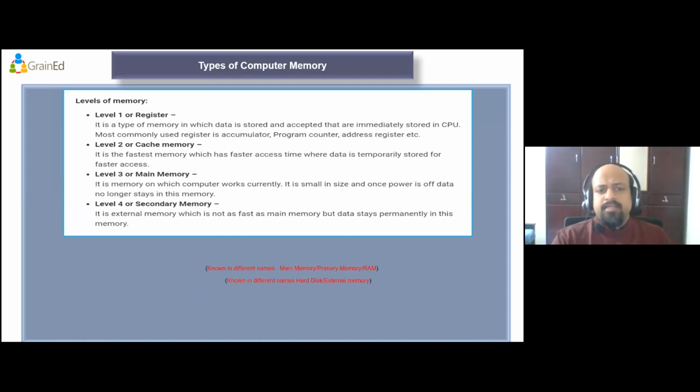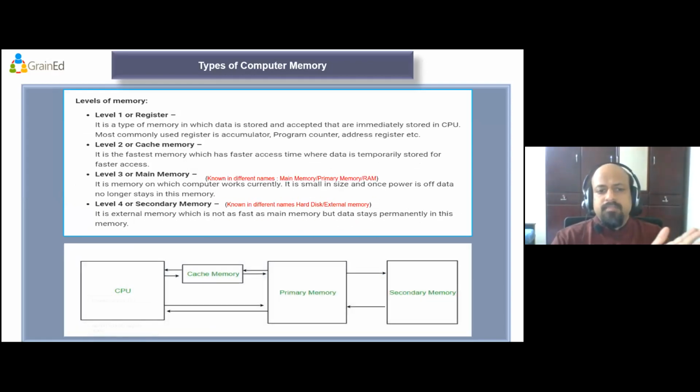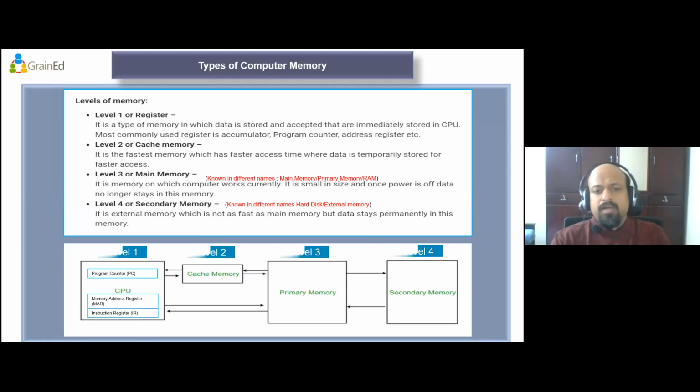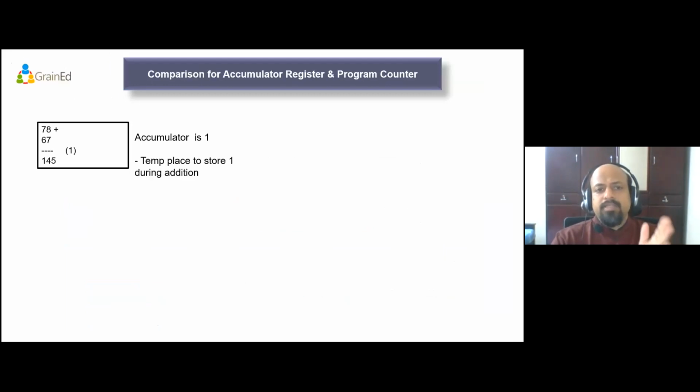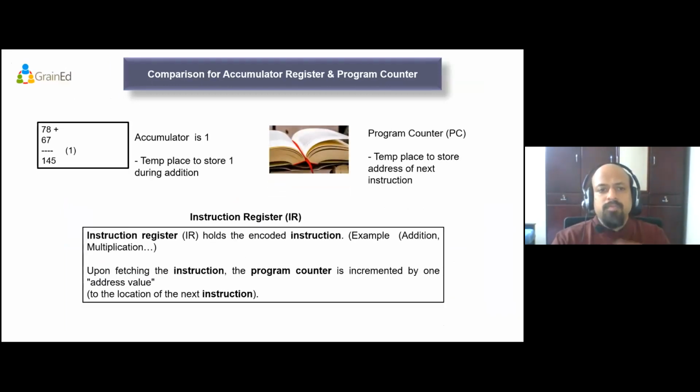Okay, and then we tried to compare the CPU memory to level 1, level 2, and how it is all connected, right? Cache memory, then instruction register, program counter, we compared with the bookmark, and the accumulator as a temporary place to store. All these things we covered yesterday.